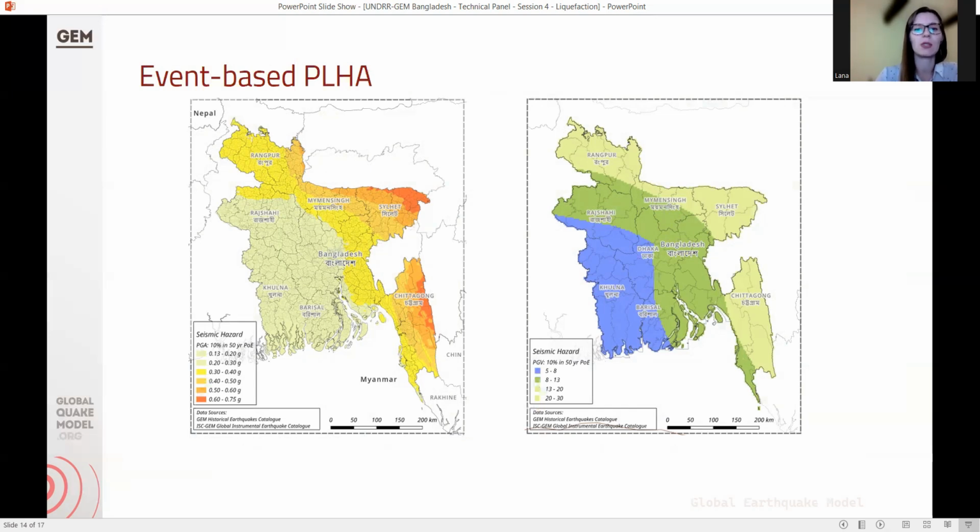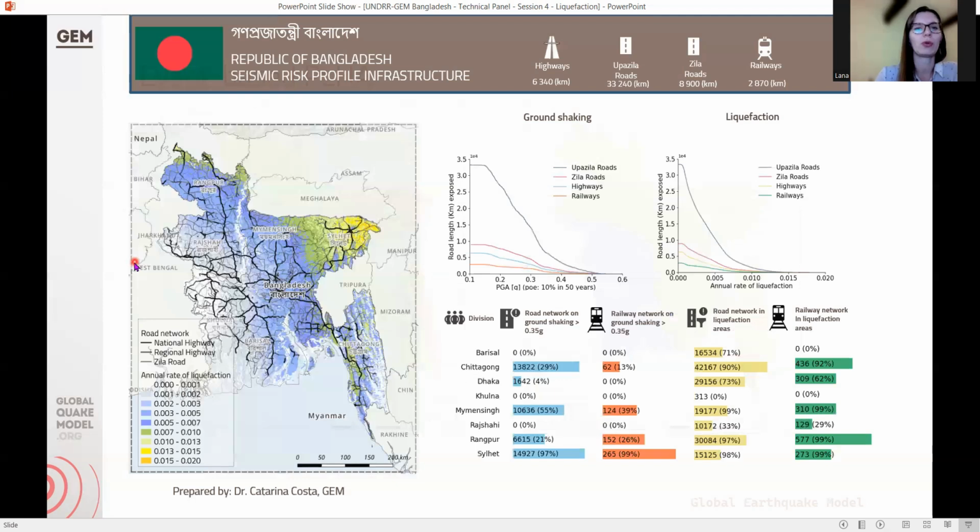The event-based analysis is conducted using the same logic tree structures and same seismic sources as have been used for the ground shaking assessment. Our main output of this calculation is the annual rate of liquefaction occurrence, which increases as we go toward the northeast of the country, in zones with elevated ground shaking hazard and precipitation levels. We can also see the road lengths exposed to different levels of perils shown here, and also in which first-level administrative division the infrastructure is highly exposed to each peril.